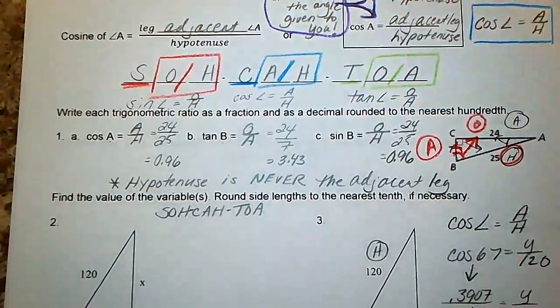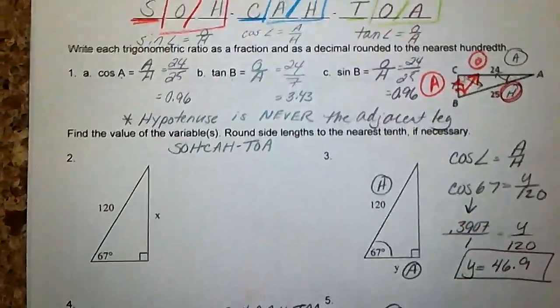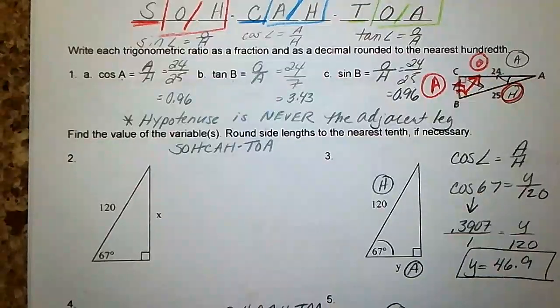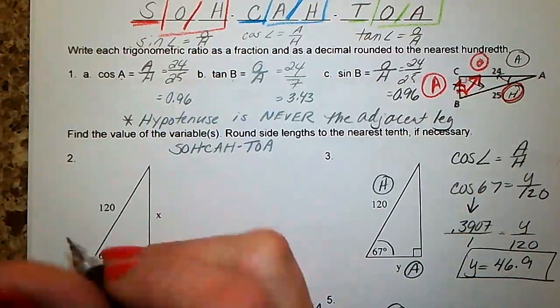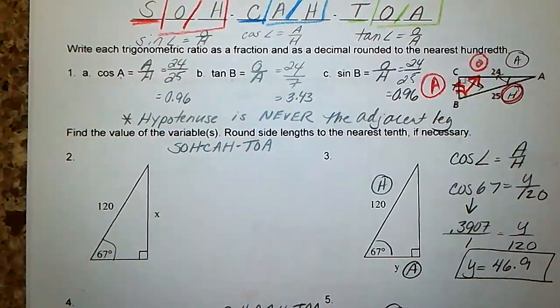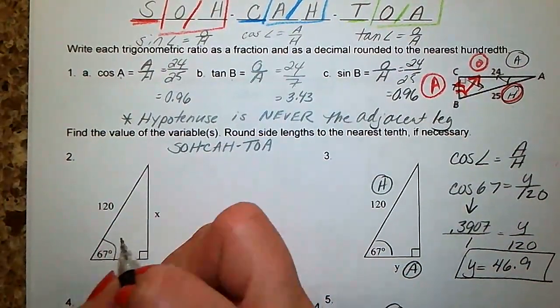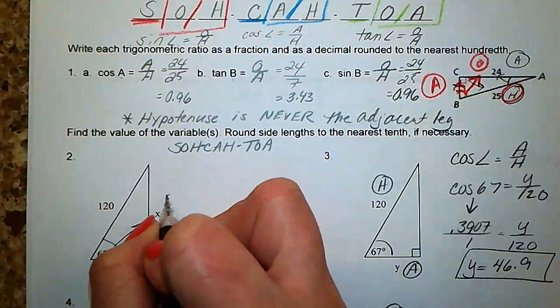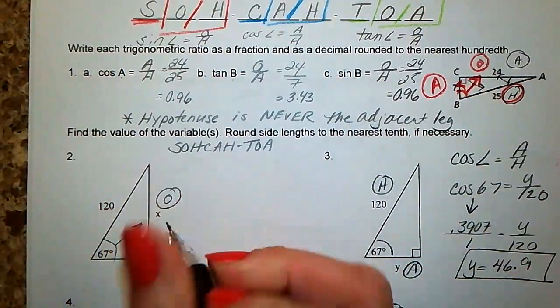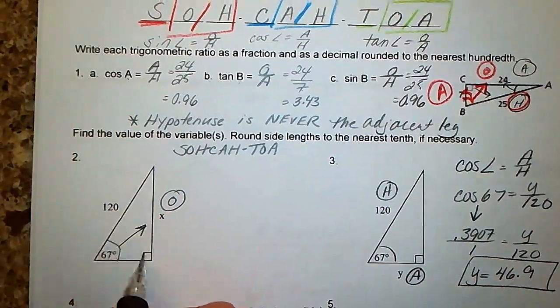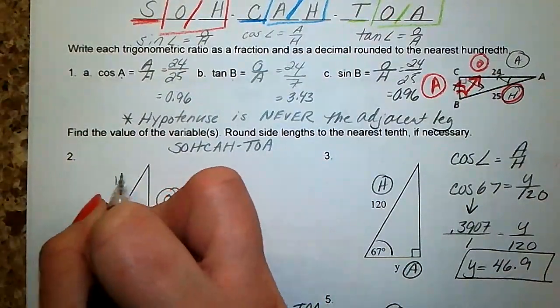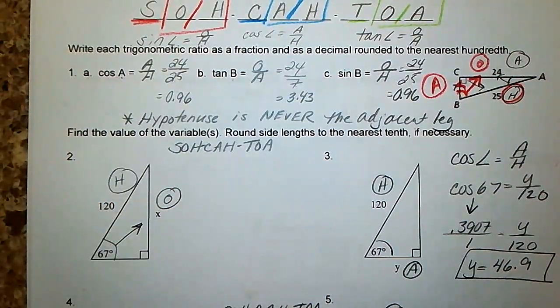Okay? Let's use these ratios now to solve for some missing side measurements. So let's take a look. Remember, it's all about the angle that's given to you. So they gave you the 67. From 67, what do you have? You have an opposite, which is x, and you have, here's the right angle, you also have the side across from the right angle. You have a hypotenuse. So we have an O and an H.